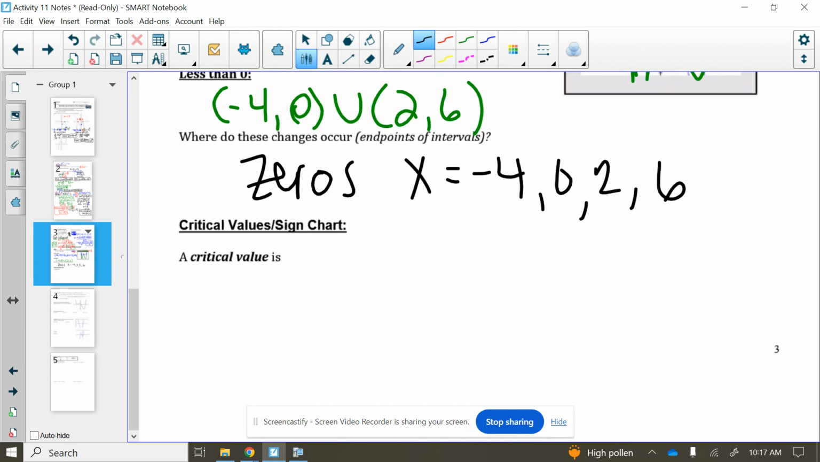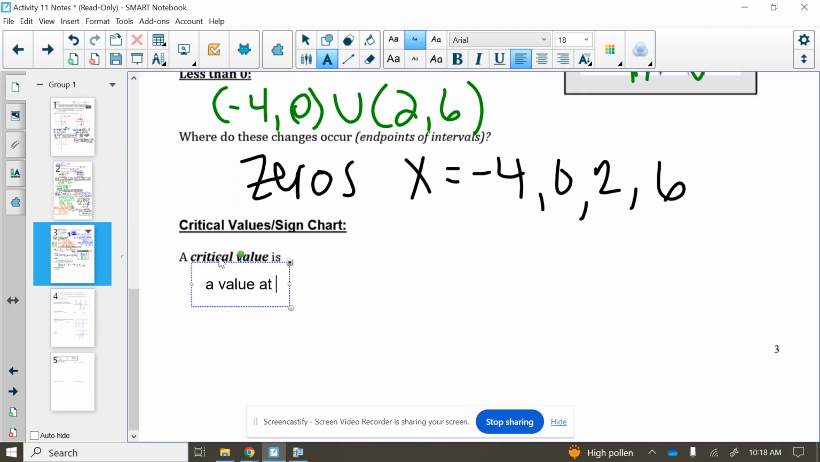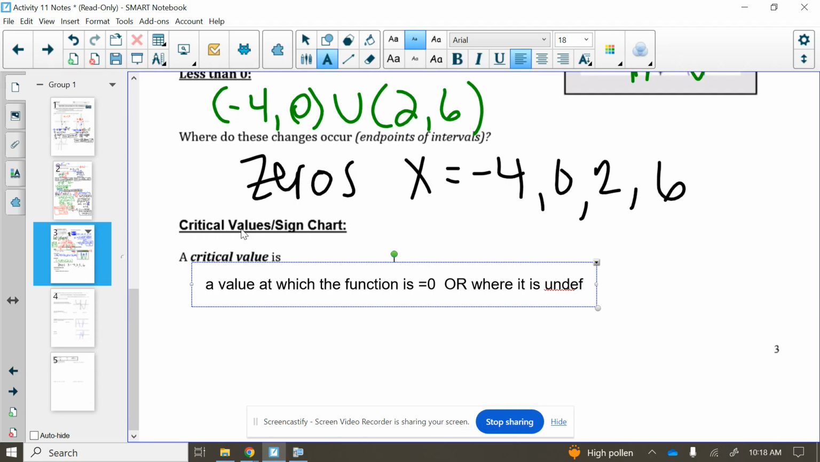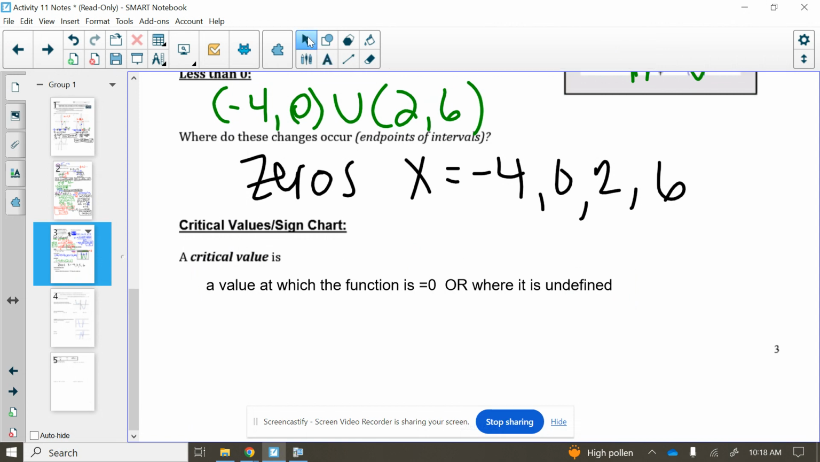And so what we are noticing here is that we have particular critical values at which we see these changes taking place. Now, a critical value is a value at which the function is either equal to 0 or where it is undefined. Right now, we don't have any pieces on here that are undefined, so we're focusing on those times our function is equal to 0 for our critical values.